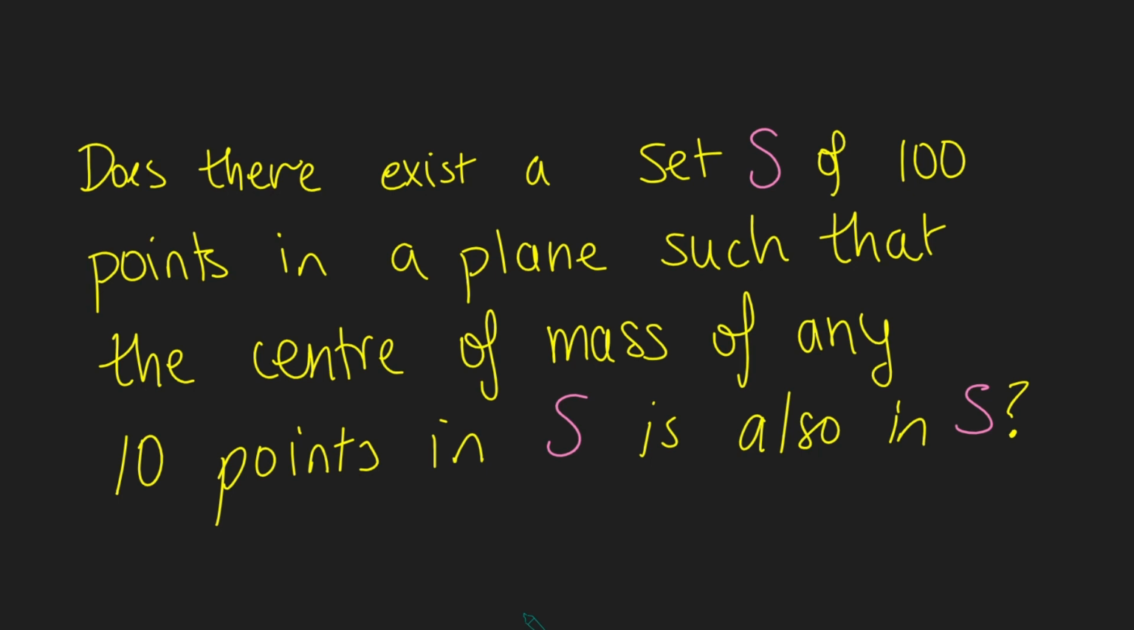So imagine we had, let's say, 100 coins, all of the same mass, and we scattered them on the XY plane. Could I put them out in such a way that none of the coins are on top of one another, and that if I take any 10 of those coins, the center of mass of those 10 coins is in the position of one of the other coins?